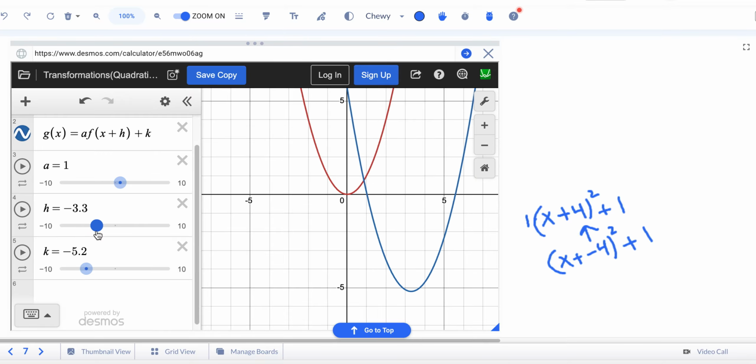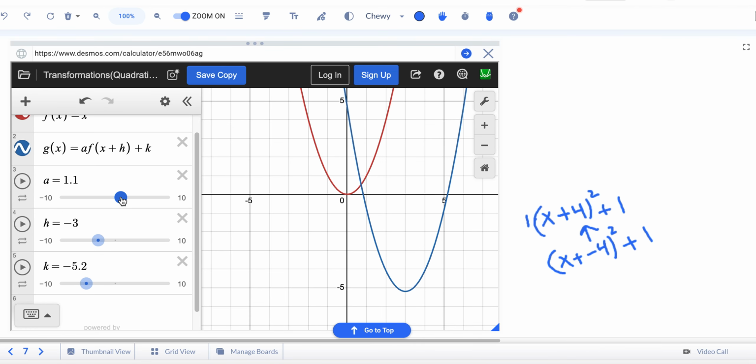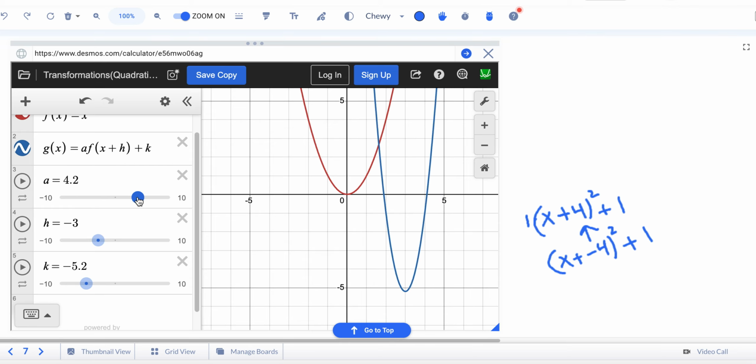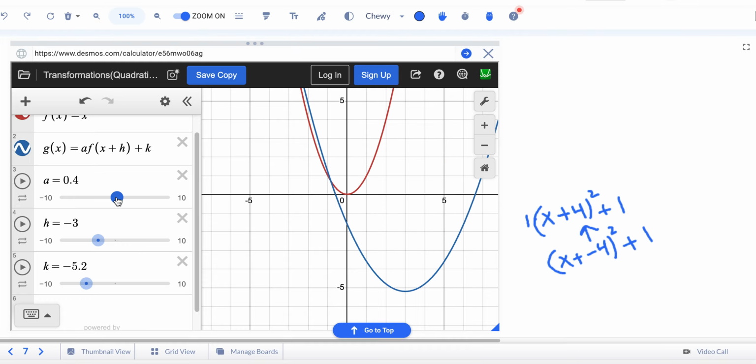Okay, so let's put it back, let's leave it here. And my a, just to review, is what changes my graph. It makes it a vertical stretch if I have a number that is greater than 1. If I have a number between 0 and 1, it's a compression, so it makes it wider. But if I have a negative number, it flips it down, so now it opens down. Okay, I hope this video helps you understand the transformation on your quadratic function.